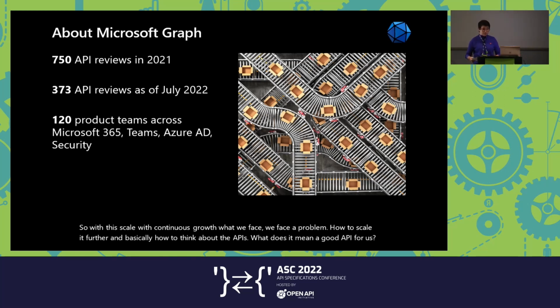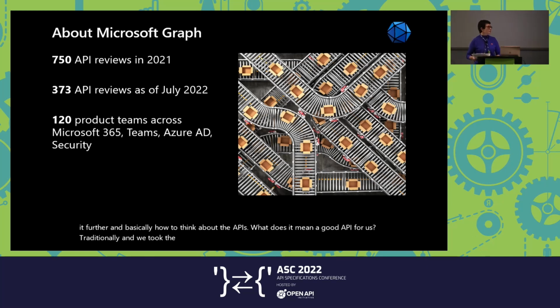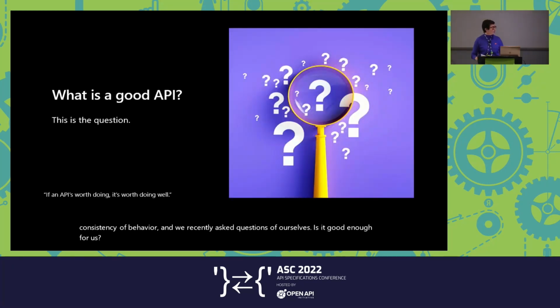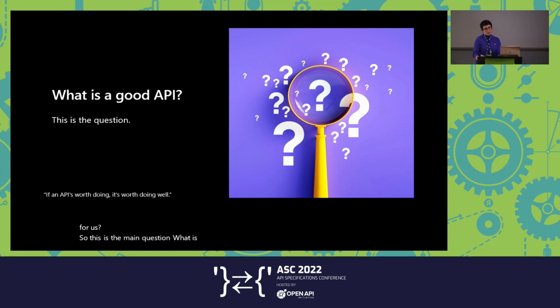Traditionally, and we talked a lot at this conference about API design, governance focuses on API design, on consistency of naming, consistency of shape, consistency of behavior. And we recently asked ourselves, is it good enough for us? So this is the main question. What is a good API?